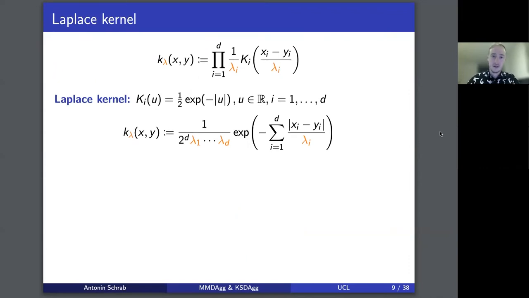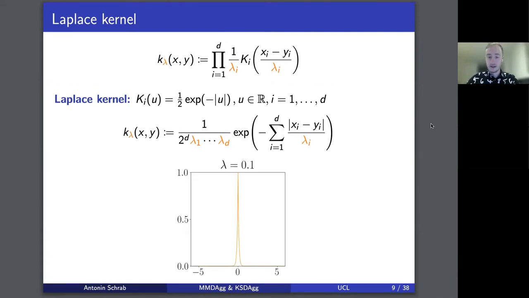And similarly, for the Laplace kernel, this is defined for some k_i equal to 1/2 times exponential of minus the absolute value of u. So basically, we've dropped the square. And now we recover a term that looks like an L1 norm, especially if all the bandwidths are equal, then we take it out, and this is exactly the L1 norm of x minus y. And again, a small bandwidth looks like this, and as we increase the bandwidth, it gets wider and wider.